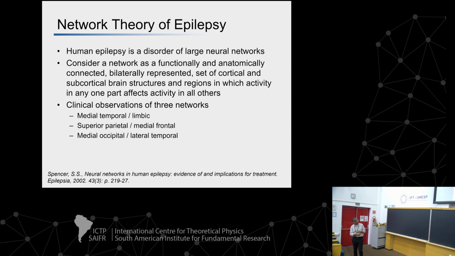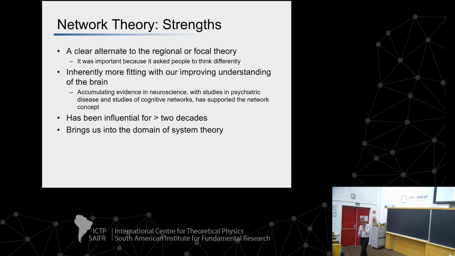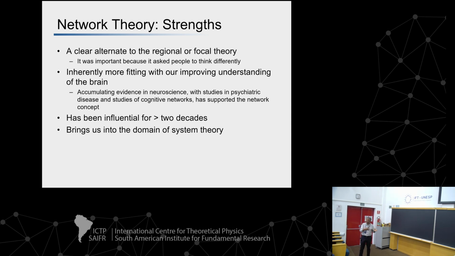Dr. Spencer identified 3 possible networks: a limbic area, medial temporal; superior parietal, medial frontal; and medial occipital, lateral temporal. The strength of this was a clear alternate to the regional or focal theory of epilepsy. It's a paradigm shift, inherently more fitting with our improving understanding of the brain. So over the last 2 decades, there have been so many studies of the brain as a network in so many domains, and this is increasingly how we look at the brain. And there's accumulating evidence from neuroscience, studies in psychiatric disease, studies of cognitive networks, etc., all support a network perspective, if you wish.